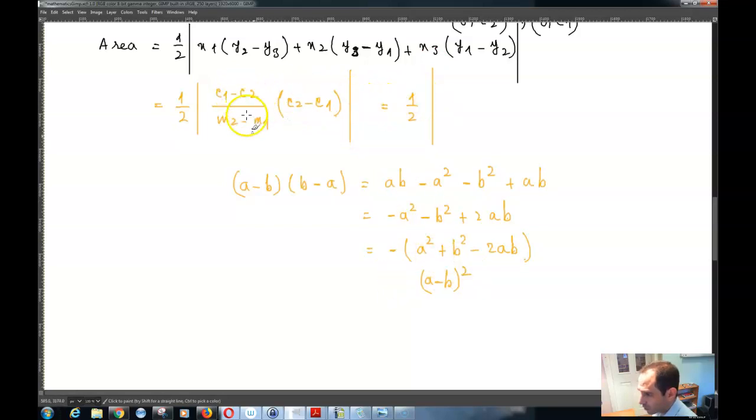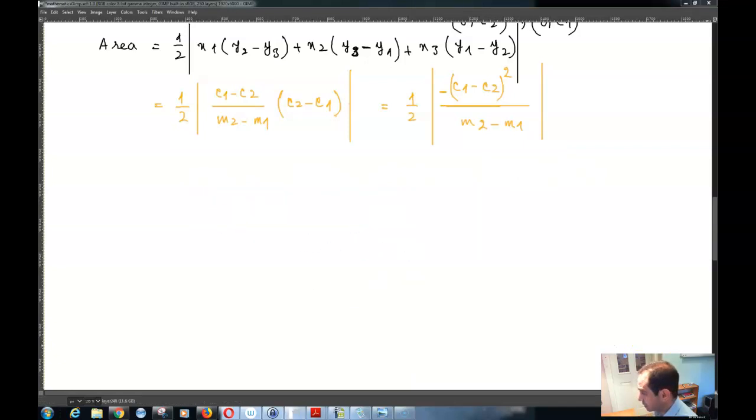So that is basically c1 minus c2 whole squared, but with a negative sign over here. And the denominator is m2 minus m1. Okay? So what that means is that if you have a minus b times b minus a, that is actually the same thing as negative a minus b whole squared. That is what that means.